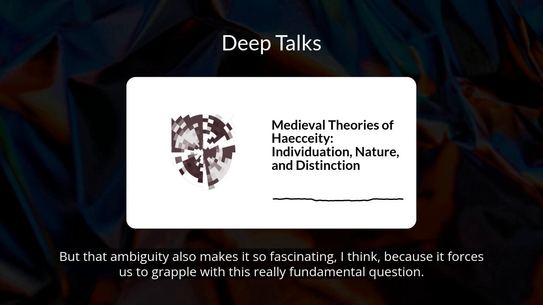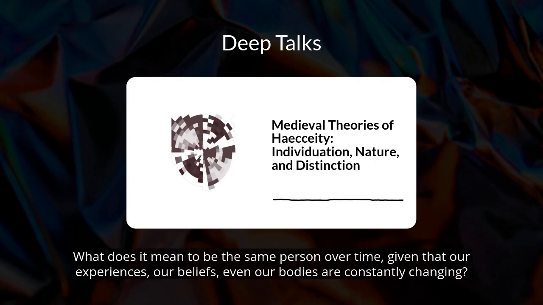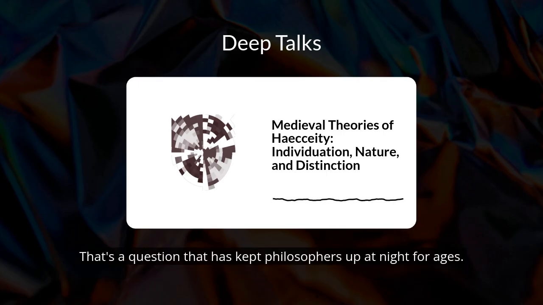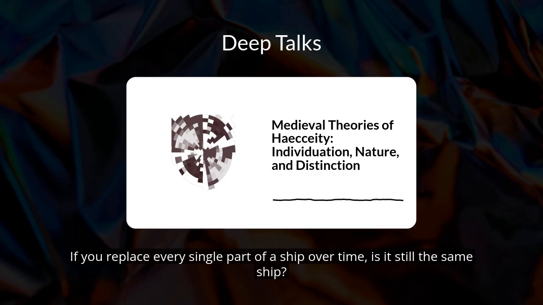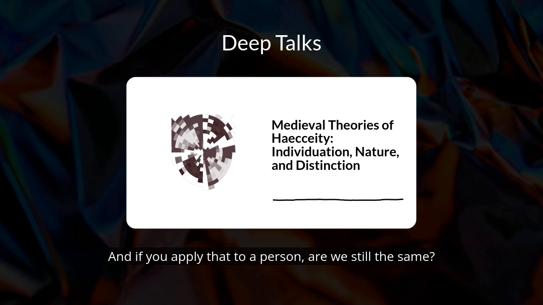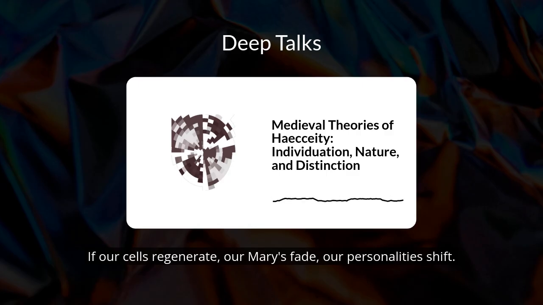Kind of, but that ambiguity also makes it so fascinating, I think, because it forces us to grapple with this really fundamental question. What does it mean to be the same person over time, given that our experiences, our beliefs, even our bodies are constantly changing? That's a question that has kept philosophers up at night for ages. It's like that classic thought experiment about the ship of Theseus. If you replace every single part of a ship over time, is it still the same ship? And if you apply that to a person, are we still the same if our cells regenerate, our memories fade, our personalities shift?